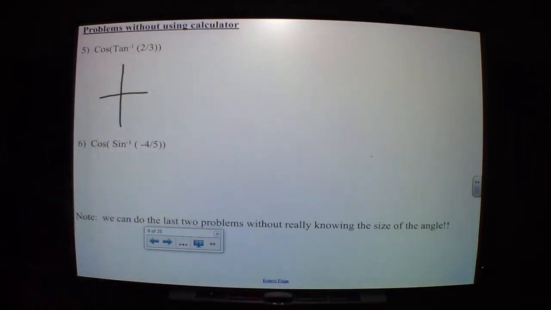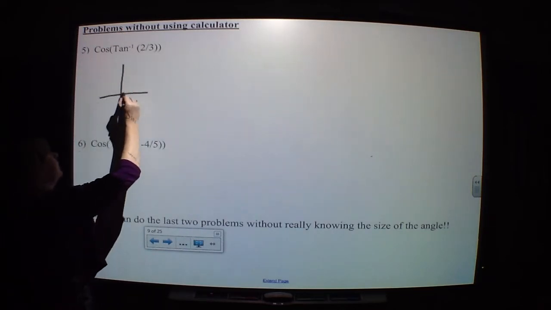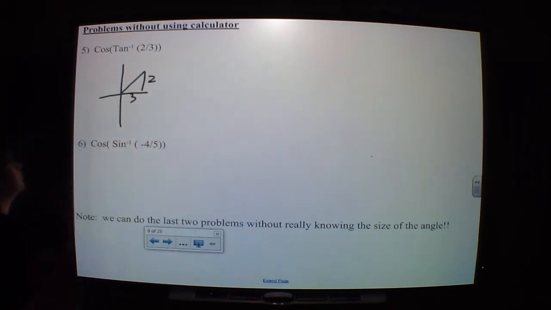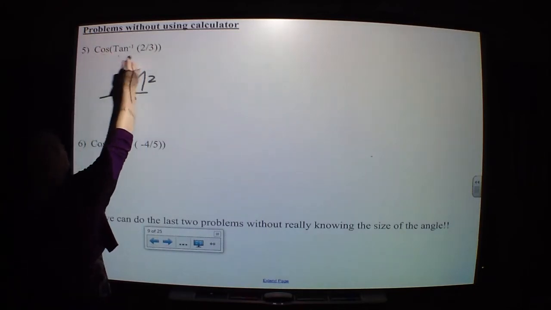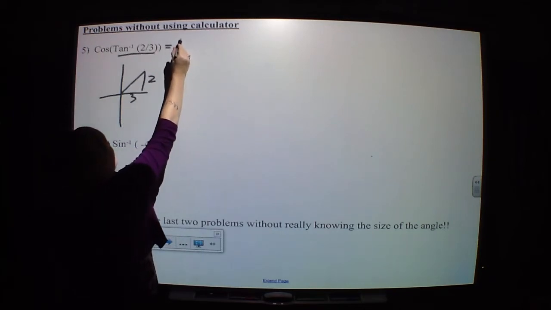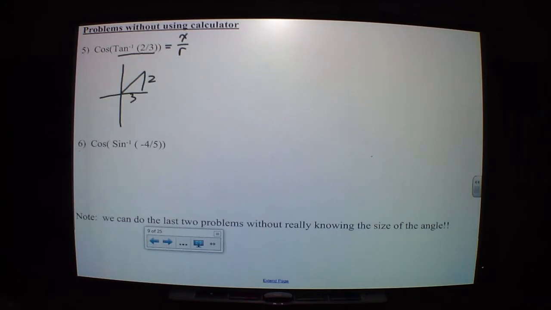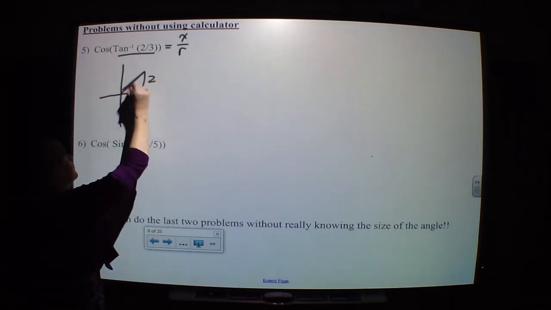Inverse tangent of 2/3, that's my ratio. Tangent of an angle gives me a ratio, inverse tangent of a ratio gives me an angle, so this is my ratio. Okay, so I have a ratio of 2/3. It's positive. Tangent's positive in the first quadrant. So I have the ratio of 2/3, opposite over adjacent. I know cosine of an angle gives me the ratio of my x side to my r side.